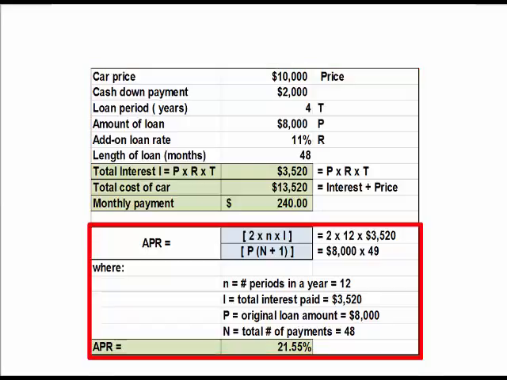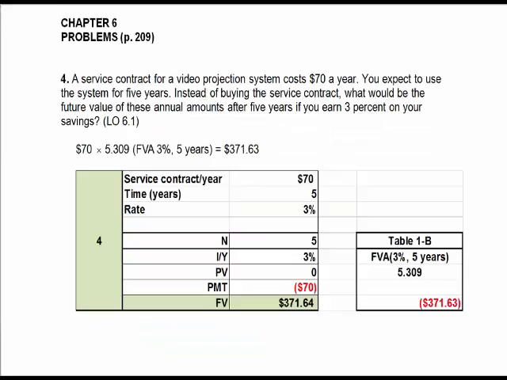To find the APR on this, there's your formula. The numerator is 2 times N, the number of periods in a year, which is 12, times the interest dollars, $3,520. The denominator is the original loan amount, P, $8,000, times N plus 1, 49. Result, APR of 21.55%.